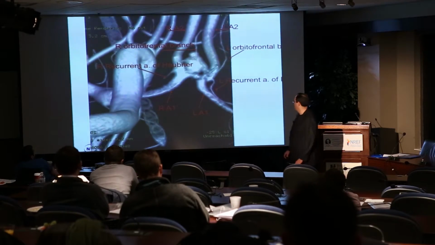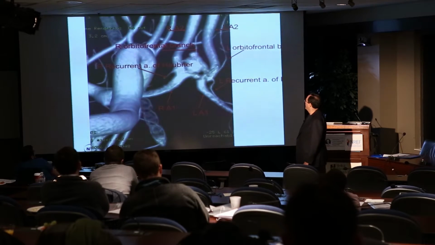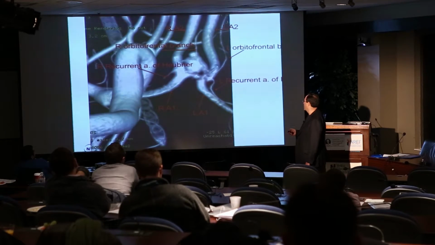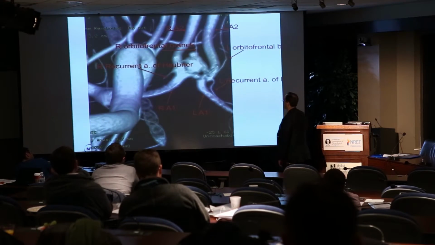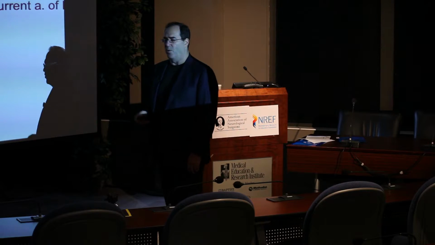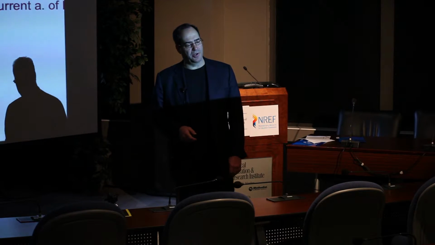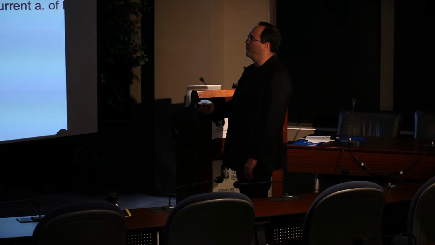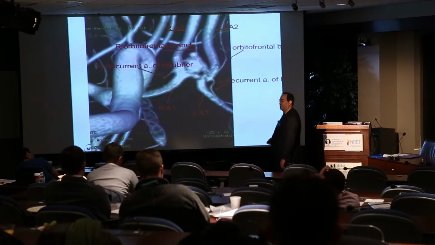Here's a blow-up of a 3D rotational angiogram. And again, A1, with Heubner coming off, most of the time from the proximal A2. It goes in the direction of the A1. In fact, often when you're doing your dissection and you start to retract and you're looking under the scope, the first branch that you often see is Heubner.